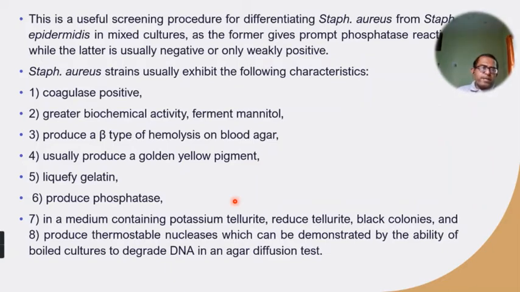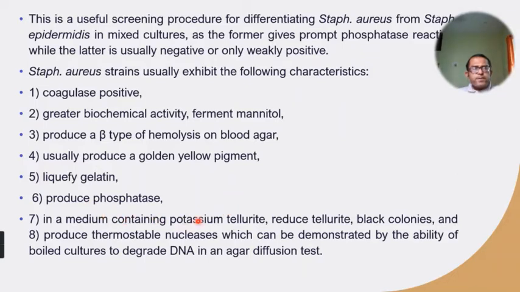Now, Staphylococcus aureus shows a few characteristics which are not shown by other bacteria of this group. First, Staphylococcus aureus is coagulase test positive, meaning it can show coagulation. Then, it ferments mannitol. It produces beta type of hemolysis on blood agar. It produces a golden yellow pigment. It liquefies gelatin. It produces phosphatase enzyme.